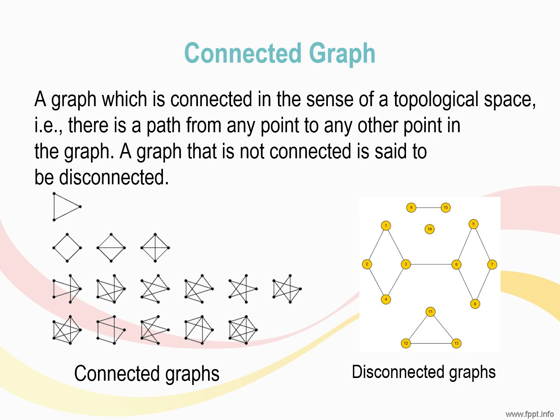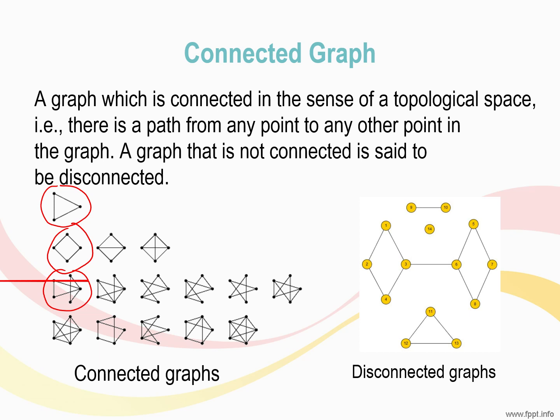A connected graph is a graph in the sense of a topological space. There is a path from any point to any other point in the graph. A graph that is not connected is said to be disconnected. Here are examples of connected graph. The first graph is called triangle graph. The second graph is also another connected graph with 4 vertices. The third graph is another connected graph with 5 vertices, and so on.